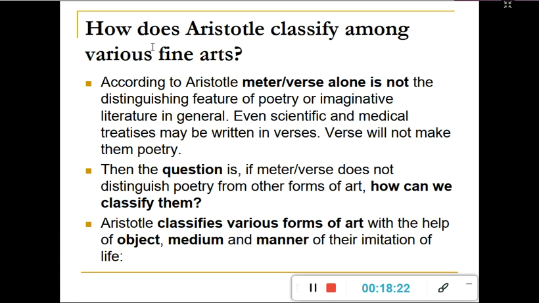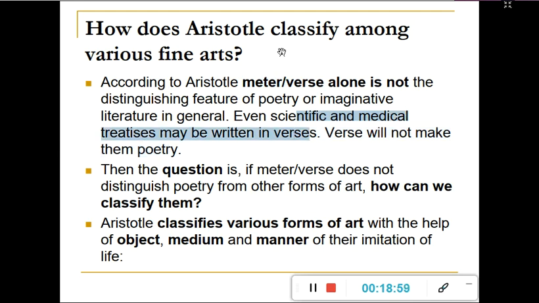وده السؤال اللي موجود عندكم في الصفحة اللي بعدها، وده سؤال مهم جدا ياريت نعرفه ياريت نفهم ازاي برضو بجاوب. How does Aristotle classify among various fine arts? According to Aristotle, underline, meter, verse alone is not the distinguishing feature of poetry or imaginative literature in general. يعني أنا we don't differentiate between the different types of art بالمتر وبالverse. Even scientific and medical treatises may be written in verse.